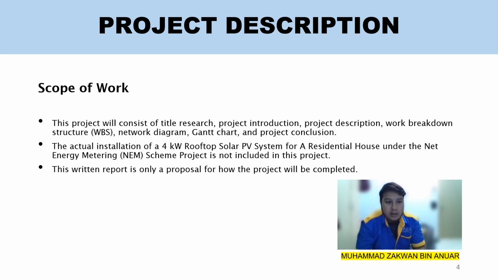This project will consist of title research, project introduction, project description, work breakdown structure WBS, network diagram, Gantt chart, and lastly project conclusion. The actual installation of a 4 kilowatt rooftop solar PV system for a residential house under the Net Energy Metering NEM scheme project is not included in this project. This written report is only a proposal for how the project will be completed.